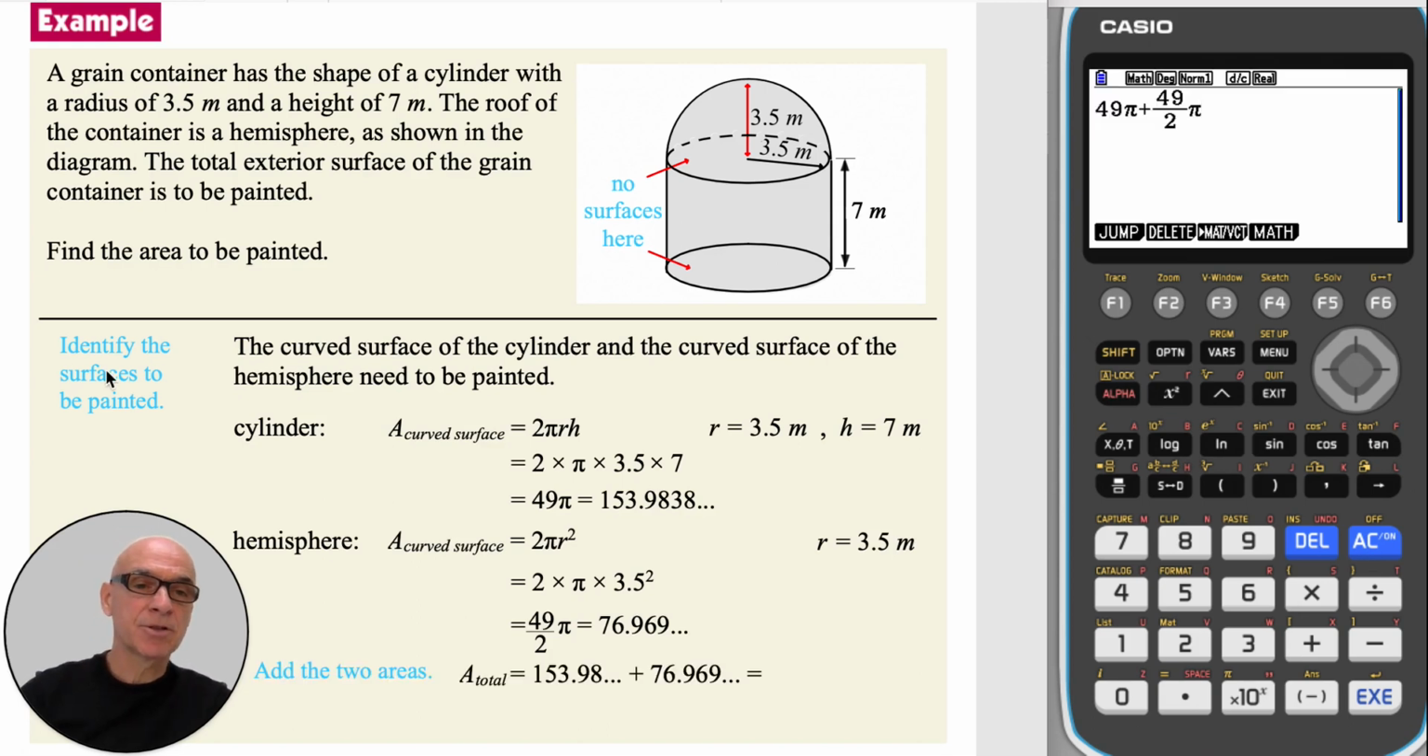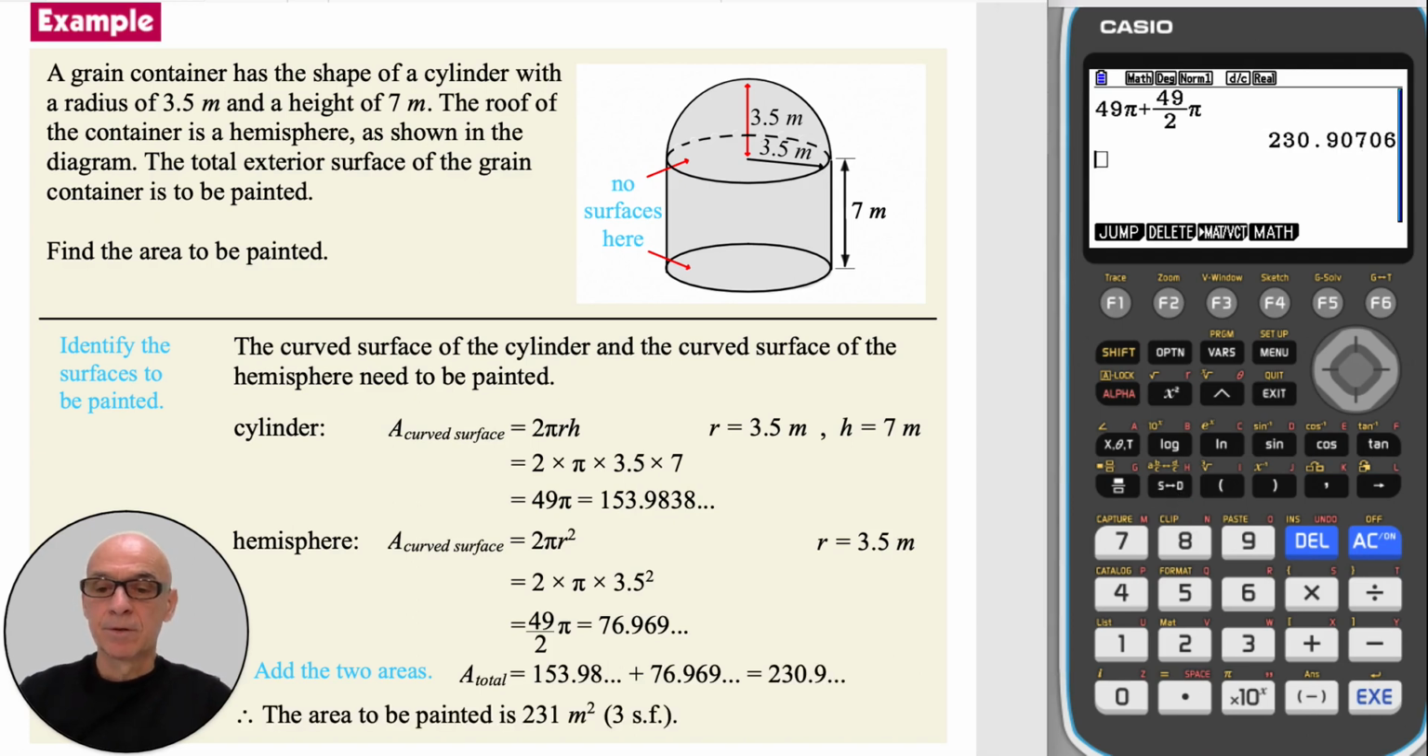Adding these two values together, remembering to use accurate values, gives the value shown. So the area to be painted is 231 meters squared, correct to 3 significant figures.